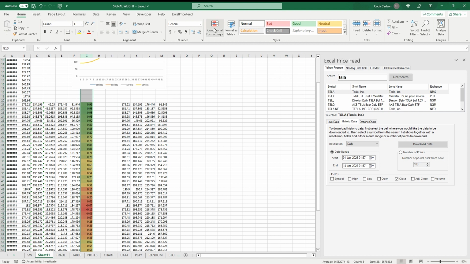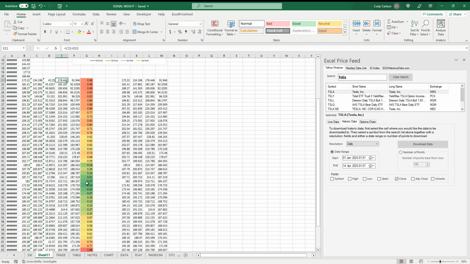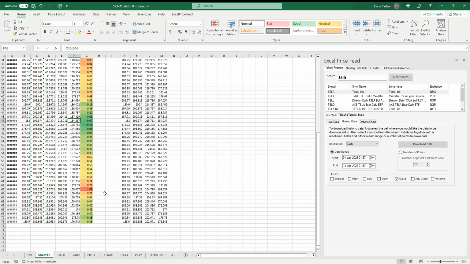We could even add some color into it so we can see. Actually, I'll change the colors to the opposite. As we get more into the red, that means we're close to the top of the Bollinger Band. Price is at 173, the upper is at 176. When we're in the green, we're more towards the lower. It's at 182, the price of the lower Bollinger Band is at 184. And this being a negative number means the price is below the lower band.